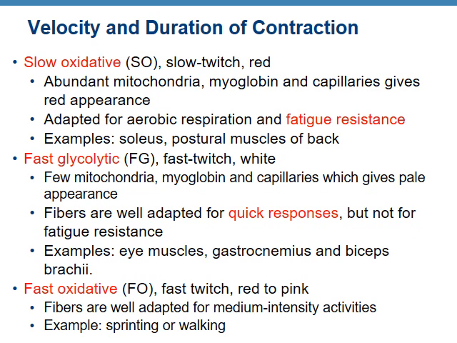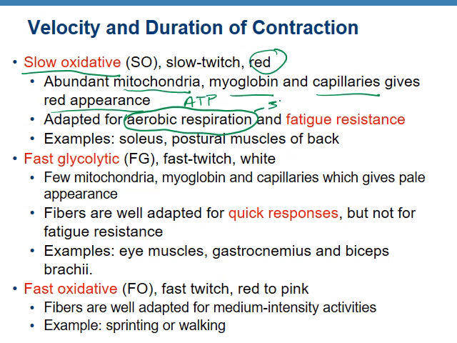Here are the 3 types. There is a slow oxidative fiber. These are usually red in color. They have tons of mitochondria. This should tell you something about ATP production. They have tons of stored oxygen, and they have capillaries that give them the red appearance. These are great for aerobic respiration, so that's producing those 36 ATPs, and they are fatigue resistant.